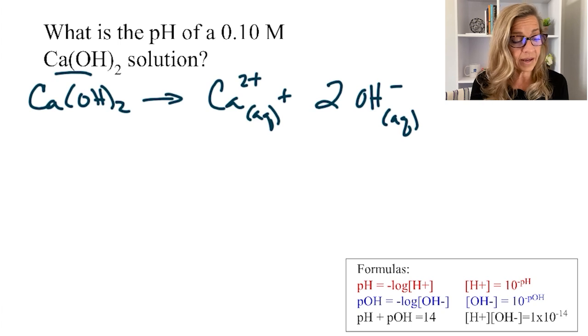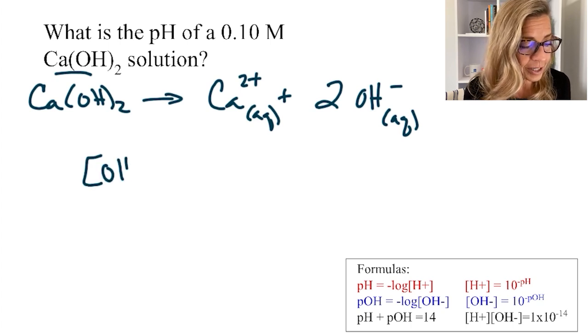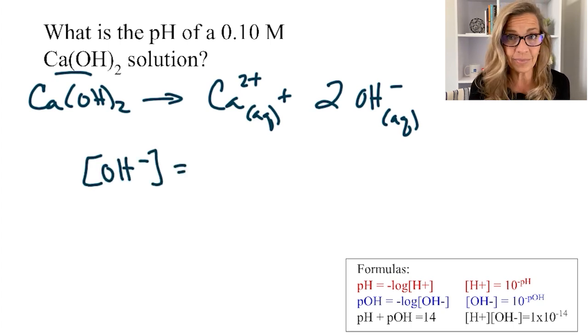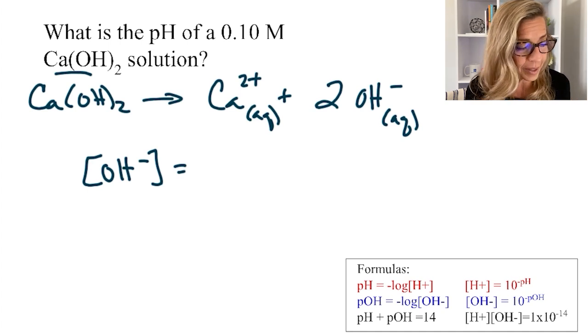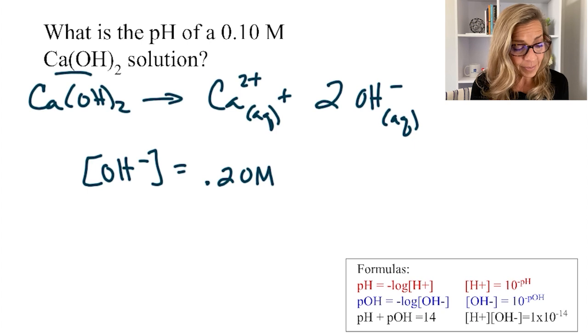Well, all of that 0.1 molar calcium hydroxide is going to dissociate, and so the hydroxide concentration will be twice that because we get two hydroxides off of each one. So that's going to be 0.2 molar. And so what is the pH?